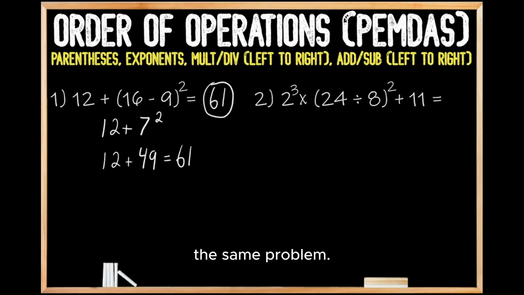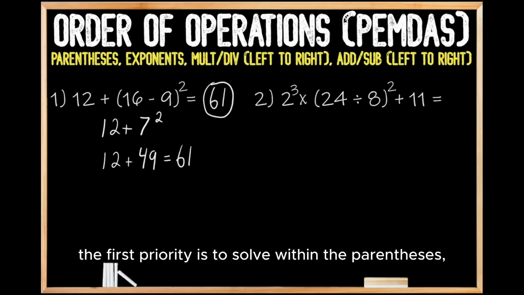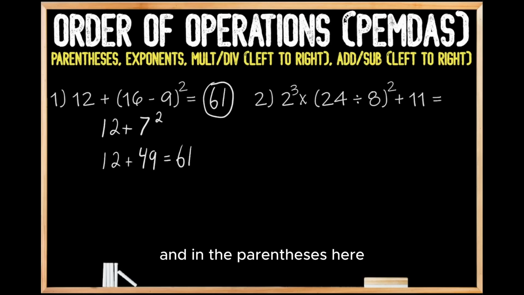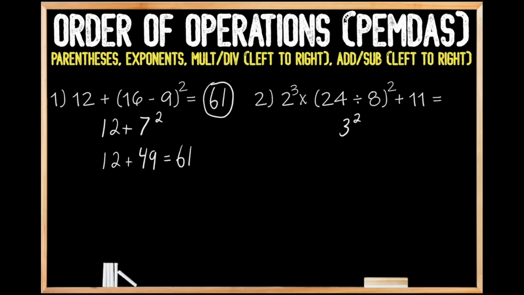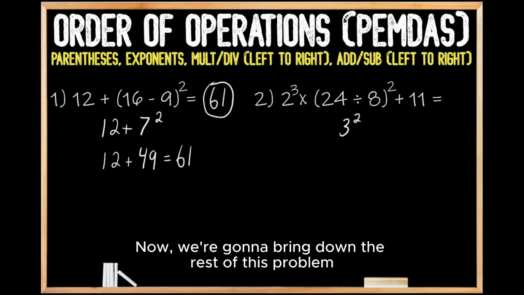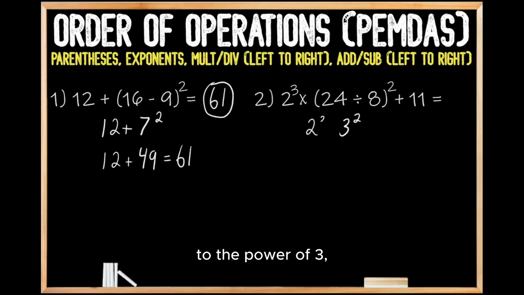So remembering the order of operations, the first priority is to solve within the parentheses. And in the parentheses here we have 24 being divided by 8, and then attached is the exponent of 2. So when we divide 24 by 8, we get 3, and then we're going to bring down that exponent of 2, giving us 3 squared. Now we're going to bring down the rest of this problem. So we have 2 to the power of 3 times 3 squared plus 11.